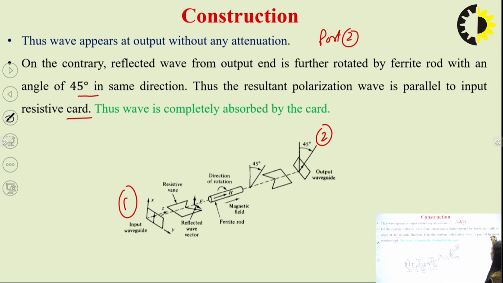So you can say that the wave is entering at an angle of 45 degrees. Again, a 45 degree rotation is given by this resistive card, and now your wave will become parallel to this resistive card. If the wave is parallel to the resistive card, it will be completely absorbed by the card, and you will not receive anything at port number 1. It means no wave at port 1.